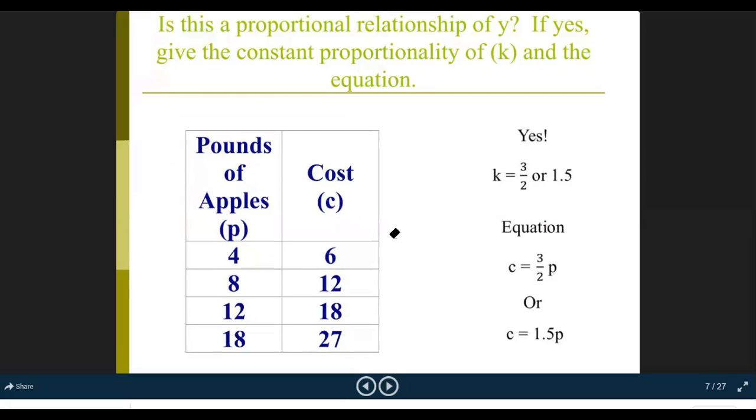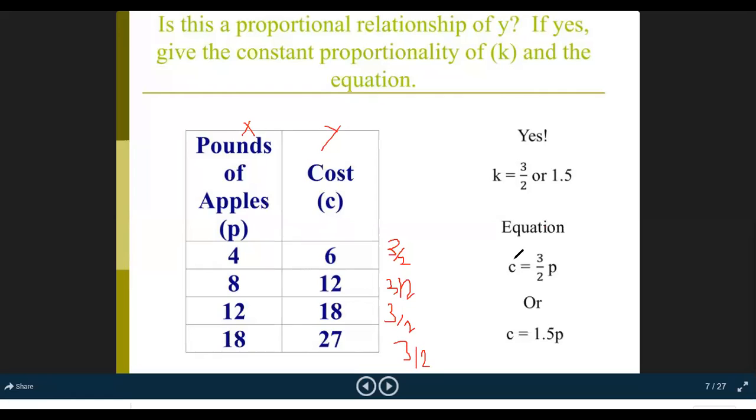So what do we have to do? Y over the cost of the pounds of apples. Exactly. So we have to make y over x. Now in this one, pounds of apples will represent x and the cost will represent y. Then we find 6 divided by 4. In simplest form, it will be 1.5, which means 3 out of 2. 12 divided by 8 in simplest form will be 3 over 2. The third one, 18 over 12, will be 3 over 2. The last one, 27 divided by 18, both can be divided by 9, so it will be 3 over 2.